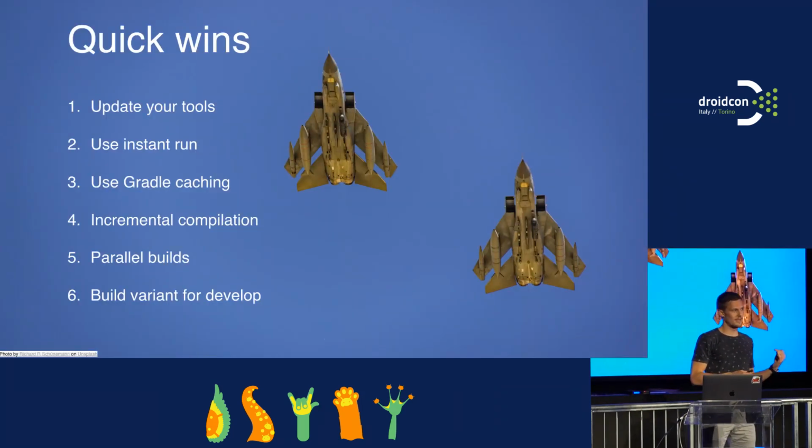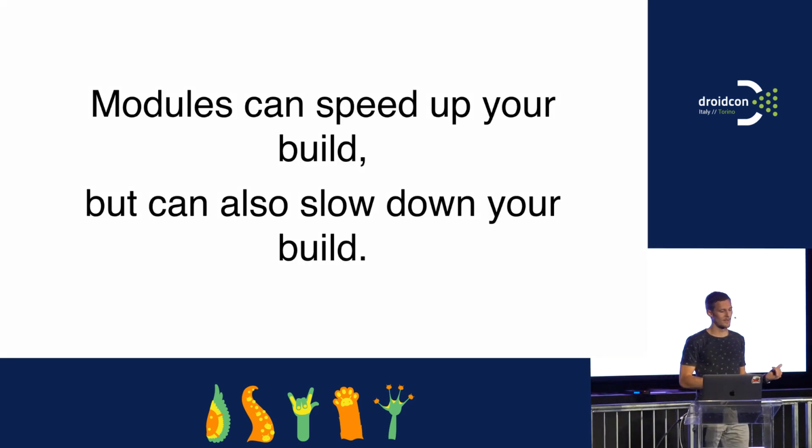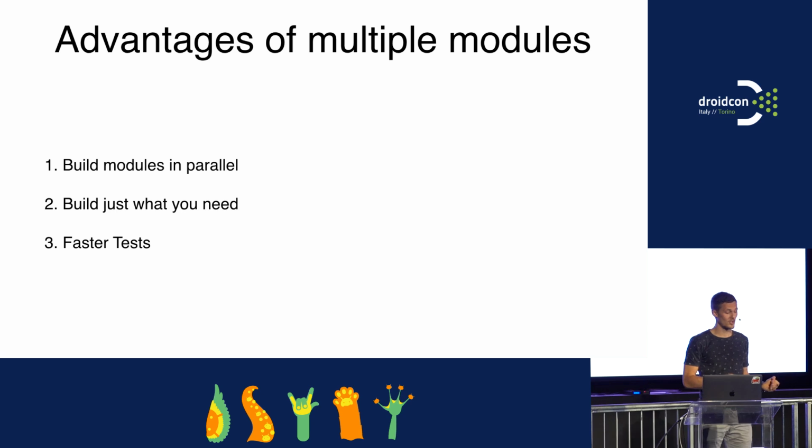Here again is the lazy or quick win guide that you can do with minimal effort to improve your build speed. Update your tools, use instant run, use Gradle caching, use incremental compilation of Kotlin, use parallel builds, and create a build variant for development. Also keep in mind that build speed modules can speed up your build in most cases if you use the newest Gradle versions, but it can also slow down your build. Again, the advantages of multiple modules: build them in parallel, build just what you need, and faster tests.